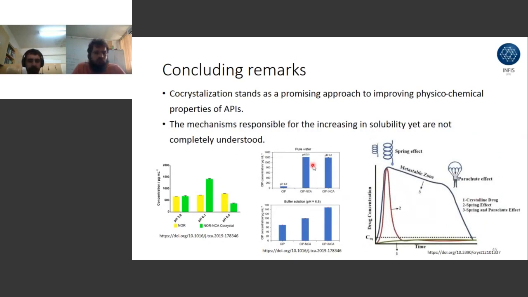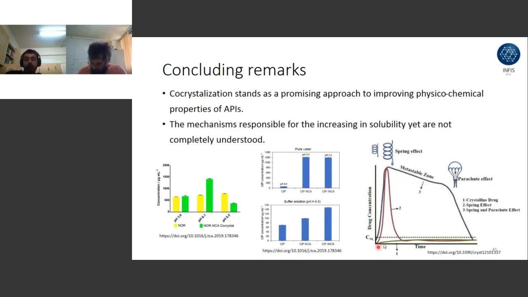explanations for this huge increase in the solubility is called the spring and parachute effect, which says that initially, when the co-crystal is in contact with the medium, as the co-former is highly soluble, the co-former solubilizes quickly and carries within it the drug that's not soluble. The drug molecules are spread in the medium due to the co-former. After that, the co-former is already solubilized, and the drug starts to slowly aggregate with other drug molecules. And this is the parachute effect.